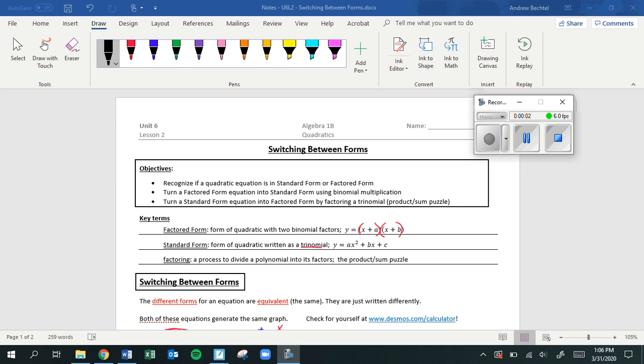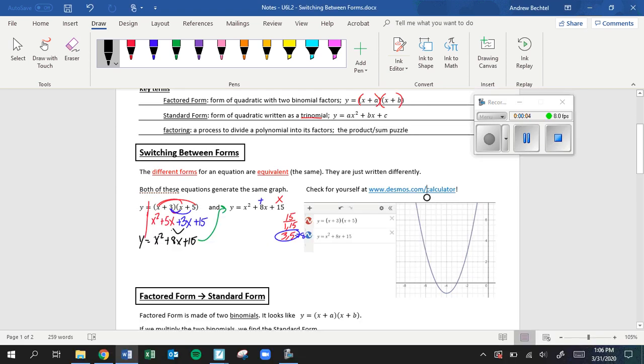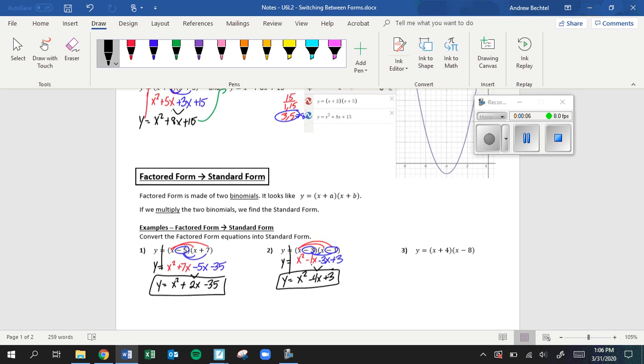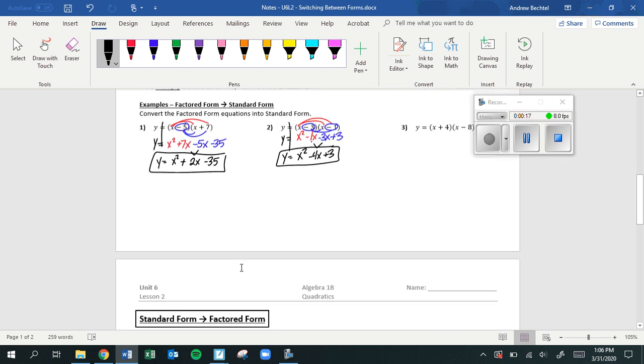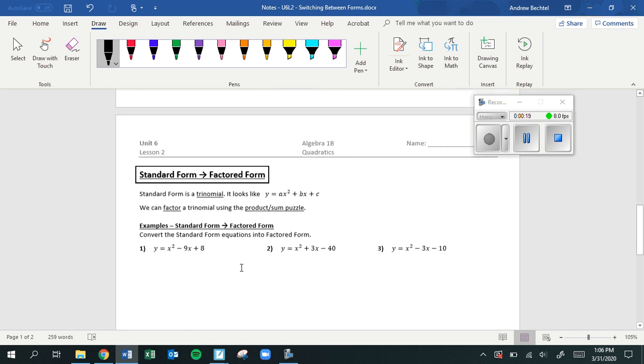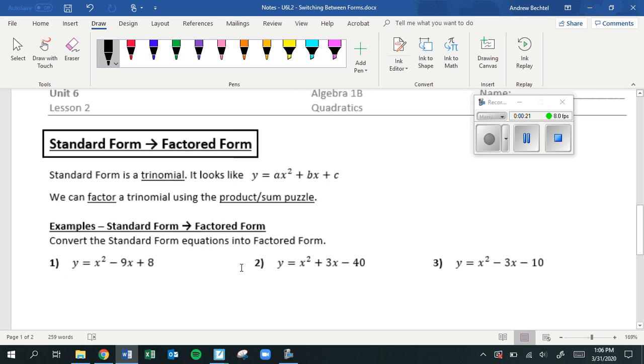In the first part of lesson 2, we saw how to switch between factored form and standard form. Going from the factored form of a quadratic to standard form involved that binomial multiplication, where we see the double distribution. Now we're going to look at going the other direction, going from standard form backwards to factored form.